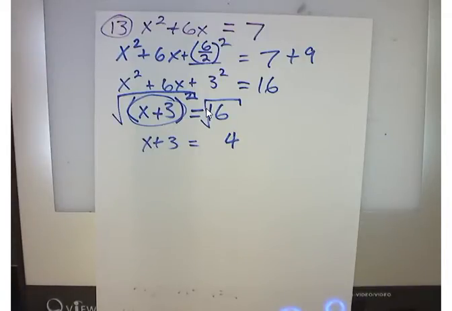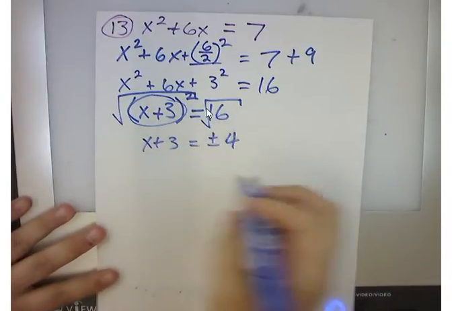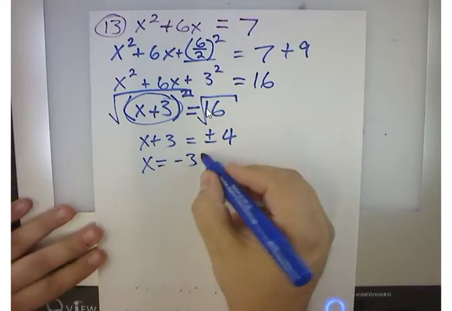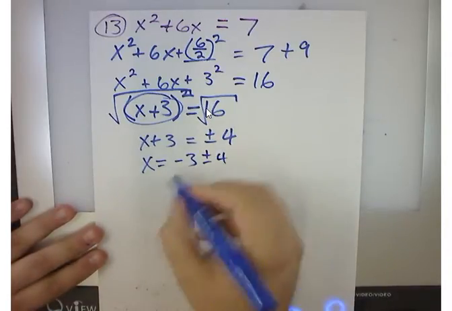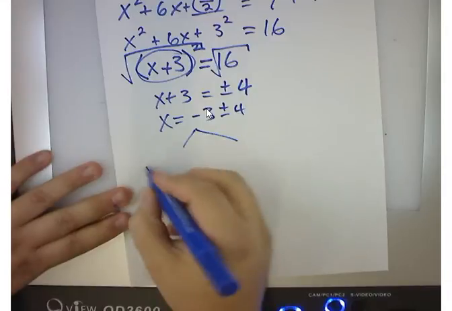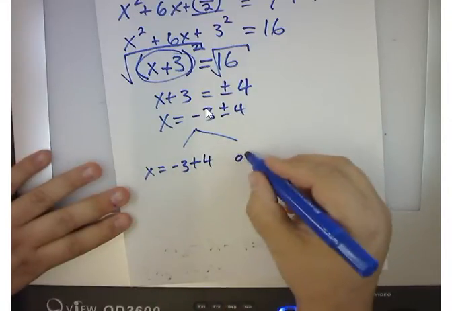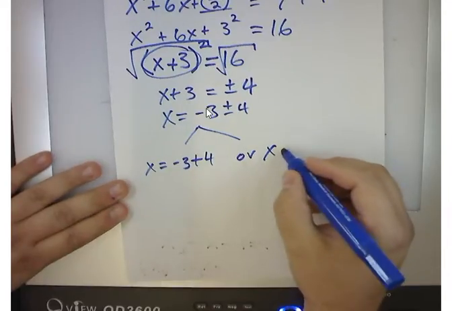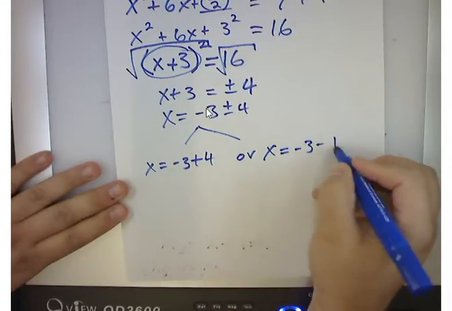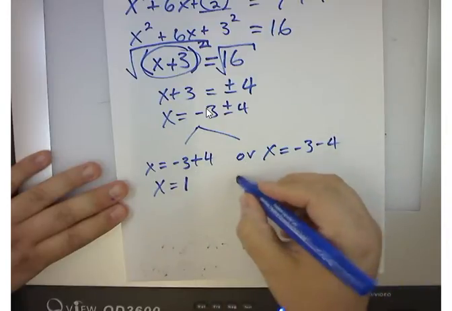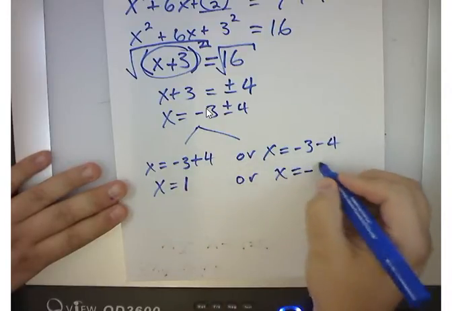Yeah. So what do I got to put? Plus or minus, right? So then if I move the 3 to the other side, I get negative 3 plus or minus 4. And we could split that apart. We could say x is equal to negative 3 plus 4, or x is equal to negative 3 minus 4. So x is equal to 1, or x is equal to negative 7.